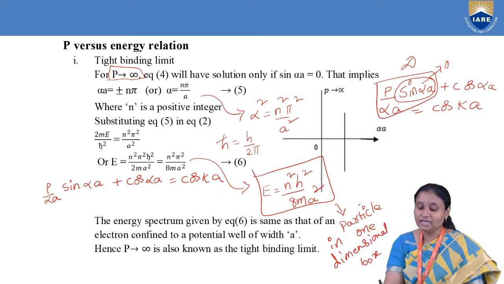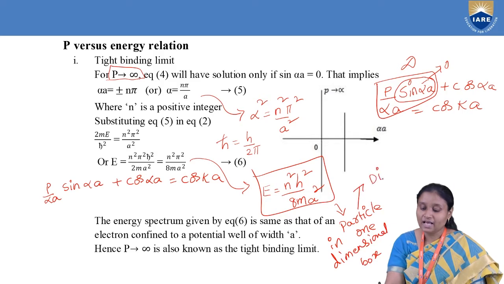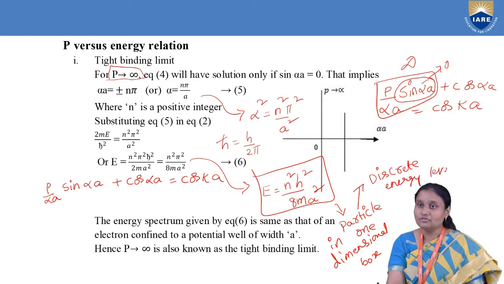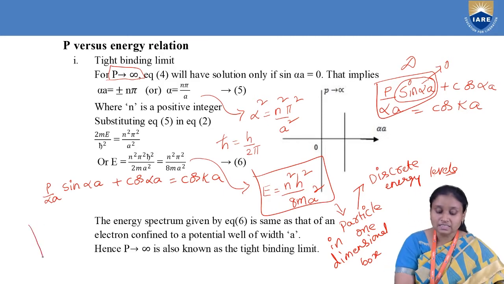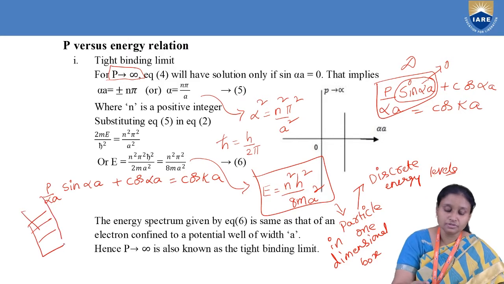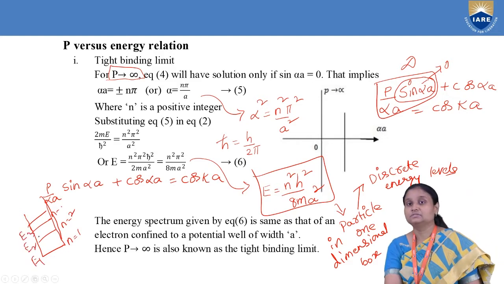And a particle in a one-dimensional box will have discrete energy levels. What do you mean by discrete energy levels? Only certain particular values of energies are allowed, not all energies. These energies are allowed for n equal to 1, n equal to 2, n equal to 3. You are going to have E1, E2 and E3. This is our discrete nature.